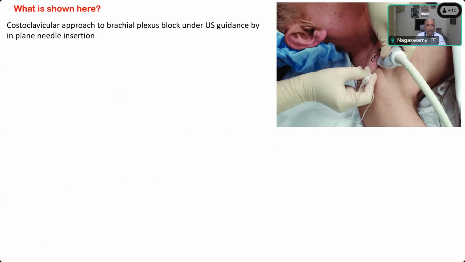What is shown here? Sir, ultrasound guided infraclavicular. Costoclavicular, correct. Costoclavicular approach to brachial plexus under ultrasound guidance by in-plane needle insertion.